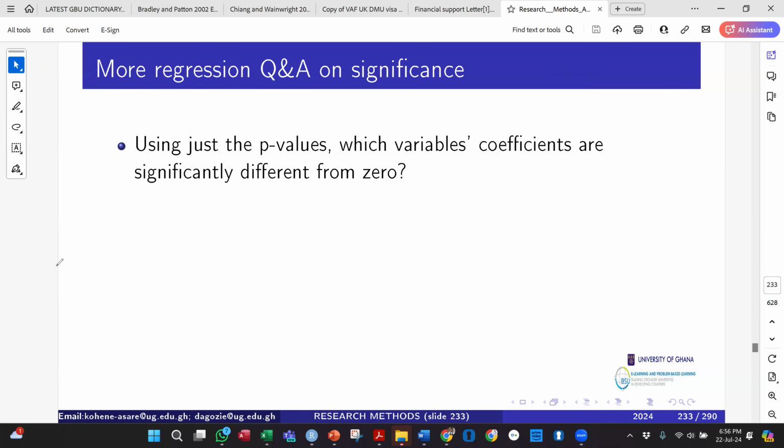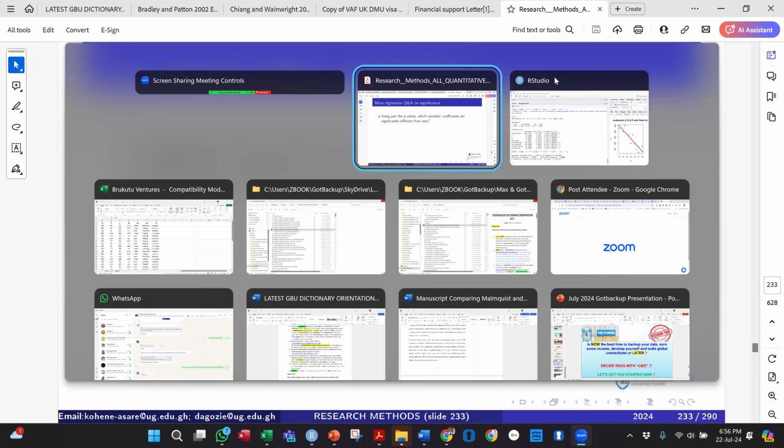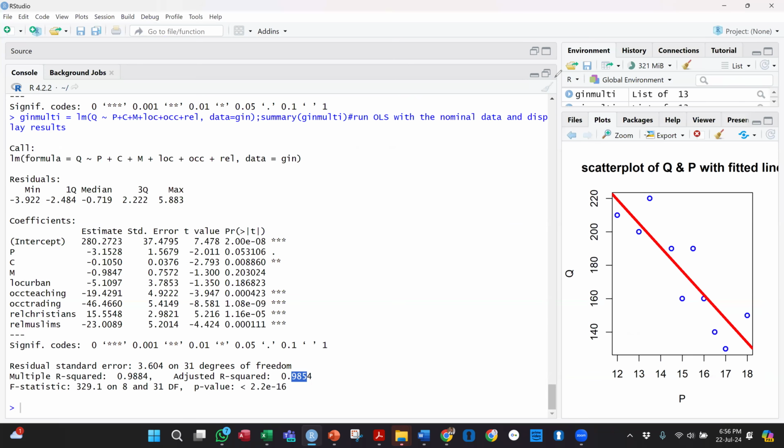So as you know, all the independent variables are trying to predict the dependent variable. Each one of them is trying and trying and trying to predict. Which one is better in terms of significance in predicting the dependent variable? Now, to do that, you need to check the p-value of each variable.